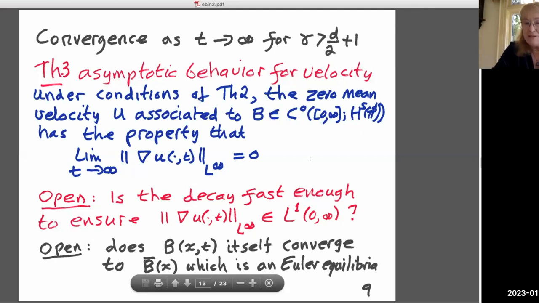Does B, the magnetic field, and that's the whole meat of the matter, does B itself converge to some vector field B bar? If it does converge to something, that something is an Euler equilibrium. But at the moment, we cannot prove that we've got a something. It may just jump around infinitely often rather than converge as we would like it to. And so we're guaranteed an Euler equilibrium with the same topology. And if I have time at the end, I'll show a few numerics which indicate this convergence is a subtle matter.